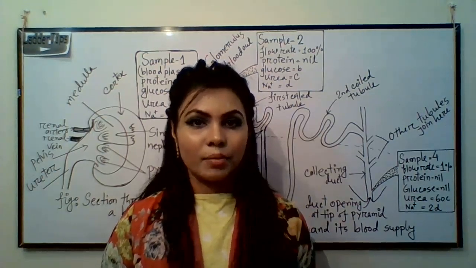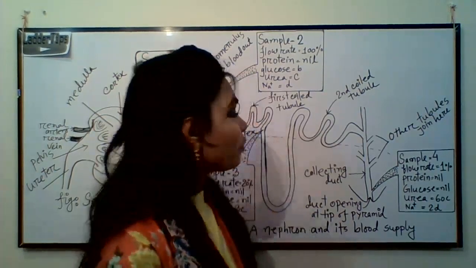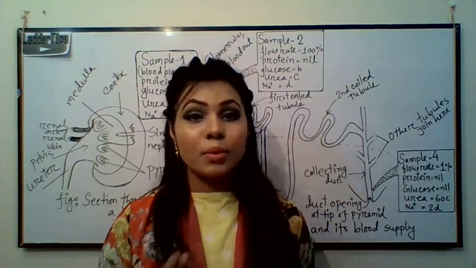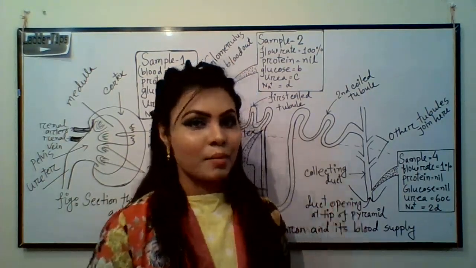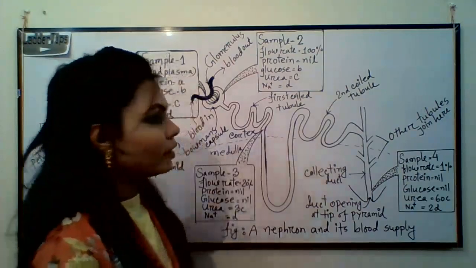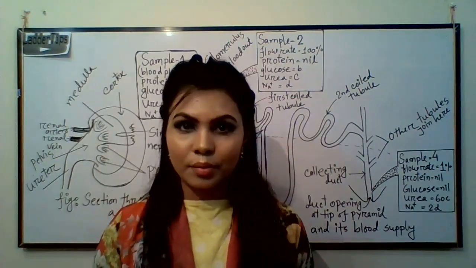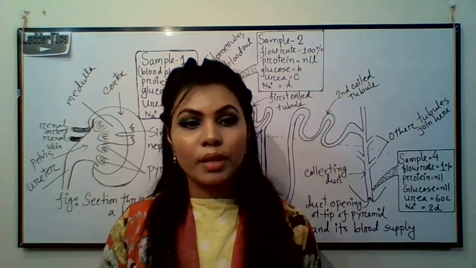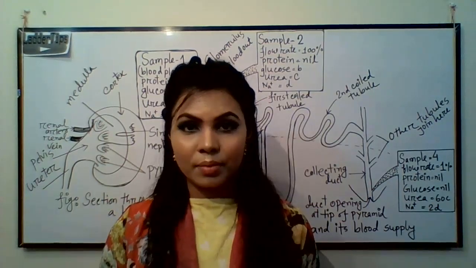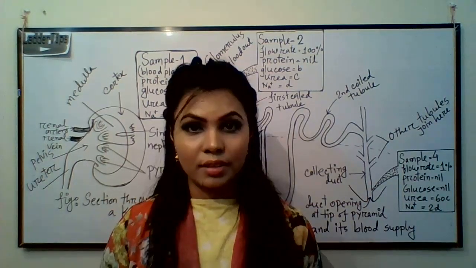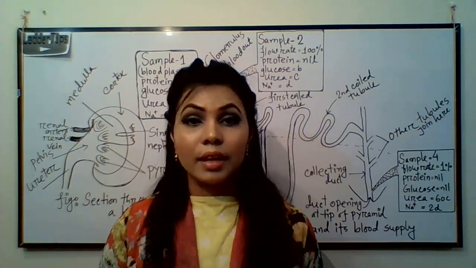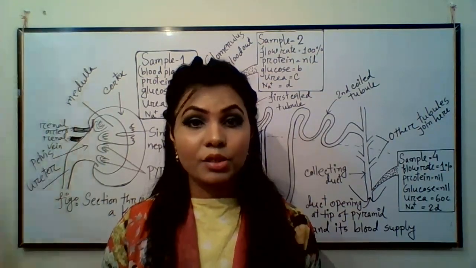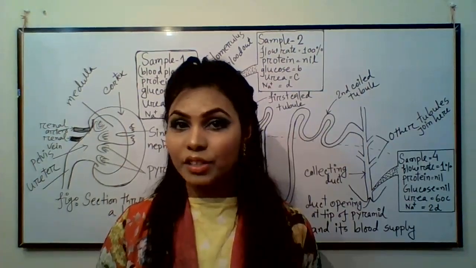You may understand today what I'm going to discuss by seeing the diagram on the whiteboard. Excretion is the process by which waste products of metabolism are removed from the body. And the kidneys are the main excretory organs of the human excretory system.